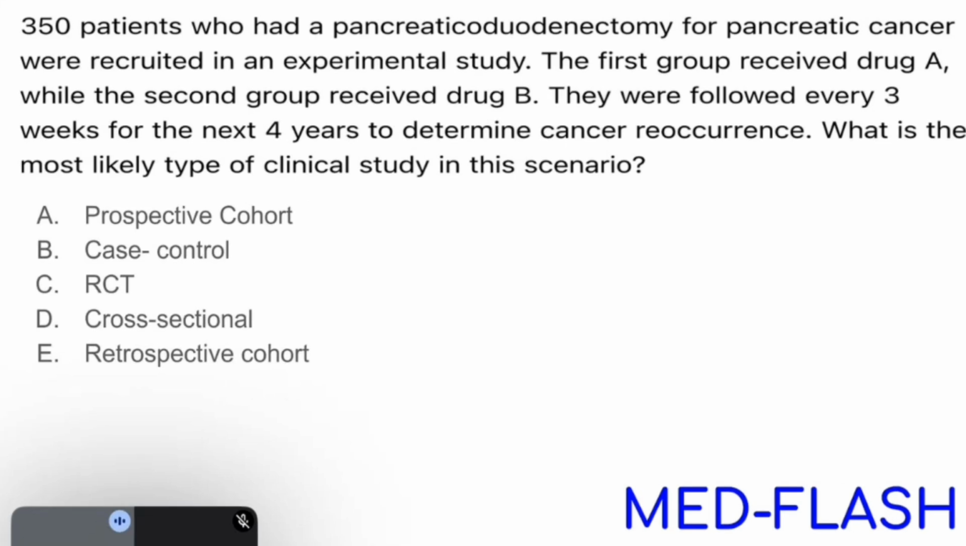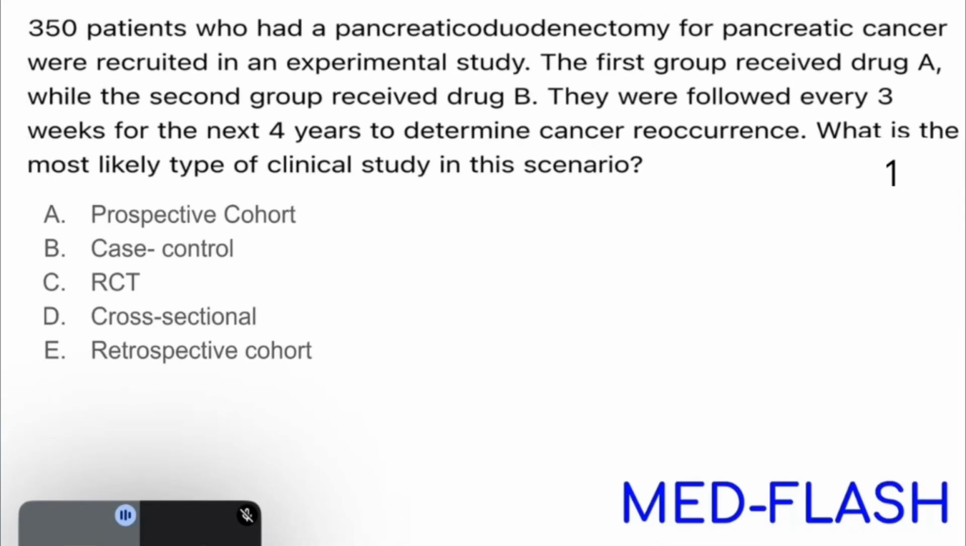Okay, one more question. 350 patients who had a pancreaticoduodenectomy for pancreatic cancer were recruited in an experimental study. Again, it's a giveaway: experimental study. This tells us that the researchers are the ones to give the intervention to the patients, right? So the first group received a drug A, while the second group received a drug B, and they were followed every 3 weeks for the next 4 years, okay, to determine cancer recurrence. What is the most likely type of clinical study in this scenario?